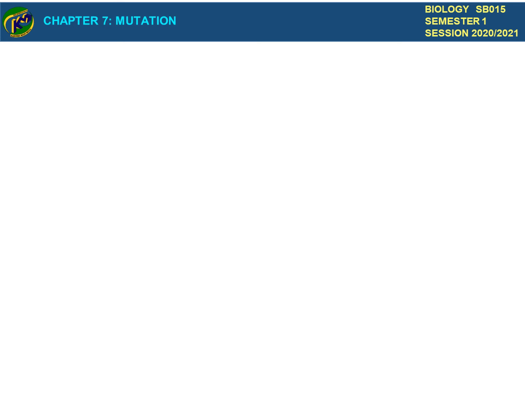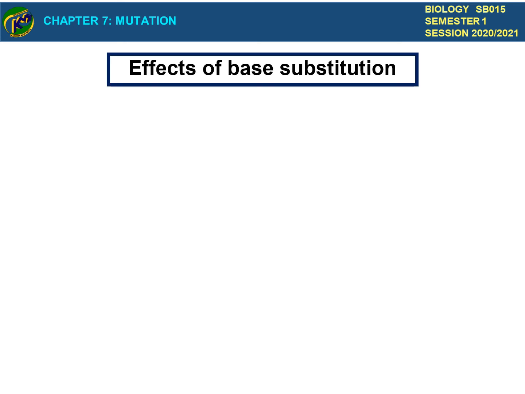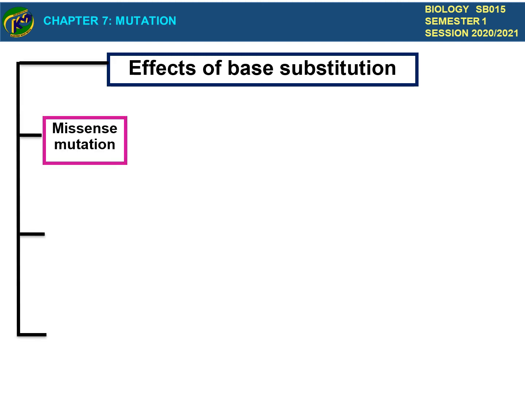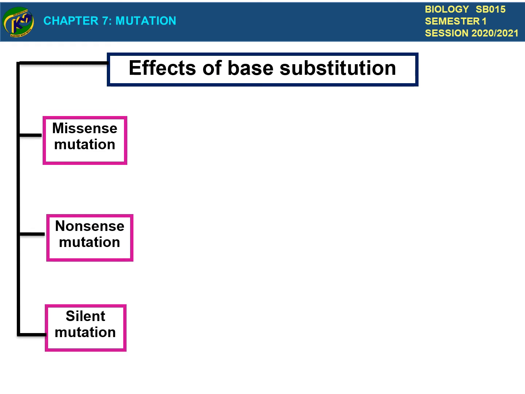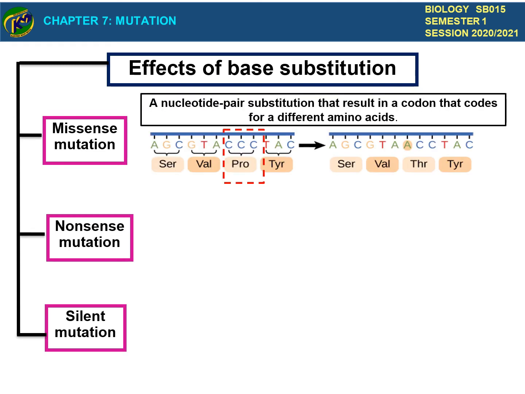Now, let's see the effects of base substitution. When base substitution occurs, it may lead to another type of mutation, either missense mutation, nonsense mutation, or silent mutation. Missense mutation is a nucleotide pair substitution that results in a codon that codes for a different amino acid. For example, cytosine is replaced by adenine. During transcription, the codon produced is a codon that codes for amino acid threonine instead of proline.